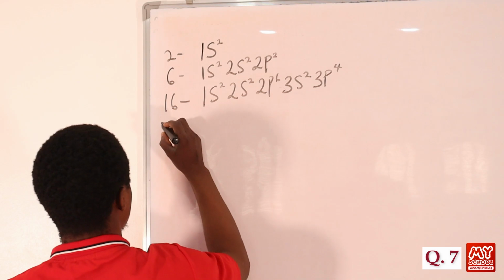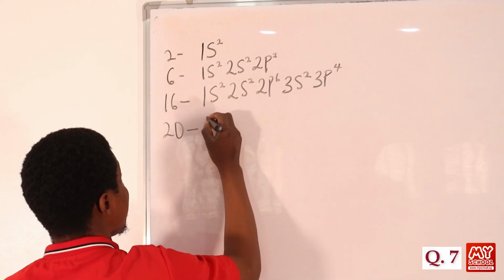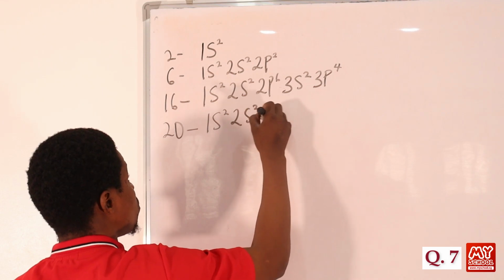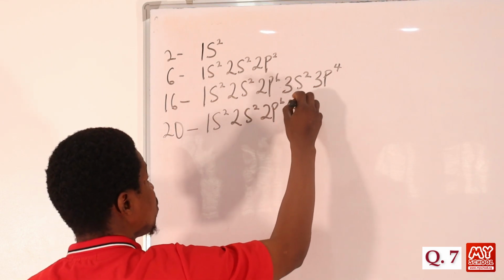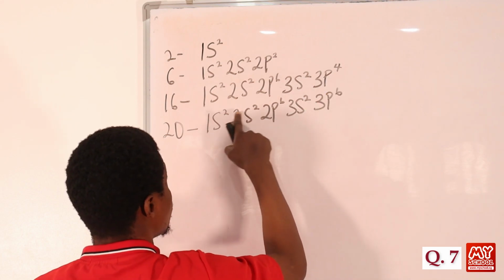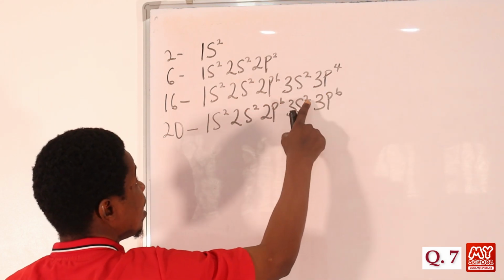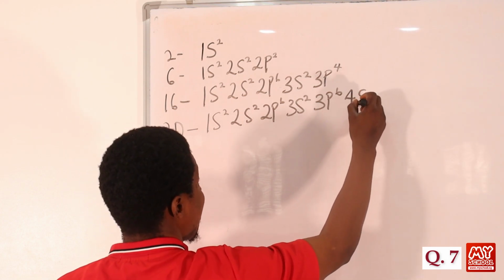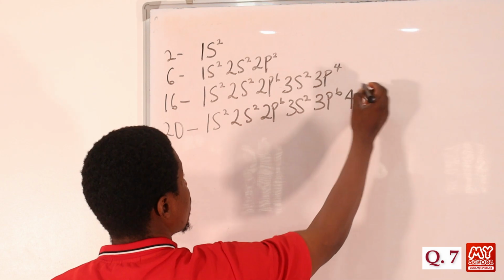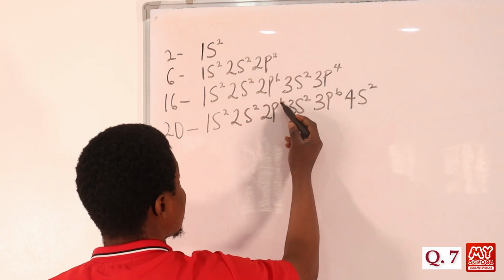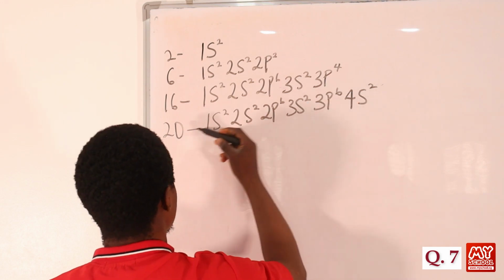And then the last one is 20. 20 is 1s2, 2s2, 2p6, 3s2, 3p6. Let's add up: 2, 2, 6, that's 10, 12, 18. So we have 4s now. That's the next orbital. That's 4s2. Okay, if you add that up, this should give you 2 plus 2 plus 6, that's 10, 12, 18, 20. So this gives us 4s2.